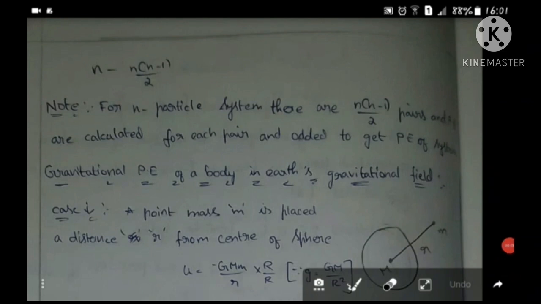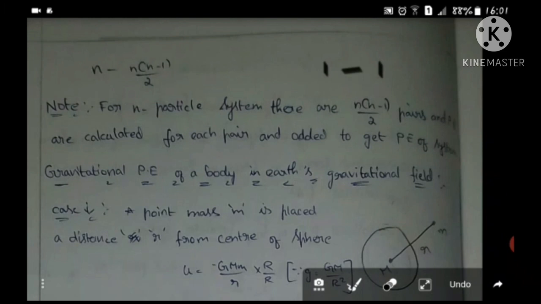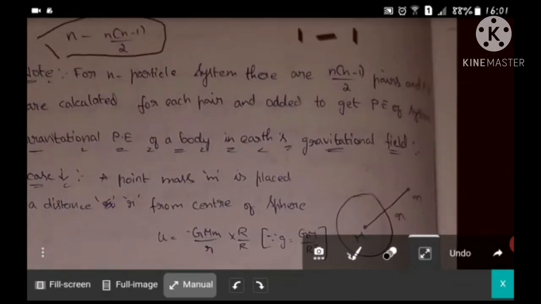Here we can see that in a one particle system we have no pair, in a 2 particle system we have 1 pair of work done, in a 3 particle system we have 3, and in a 4 particle system we have 6. For an n particle system, this is the formula. If we substitute n as 4 for the 4 particle system, we can get how many pairs there are by using this formula.